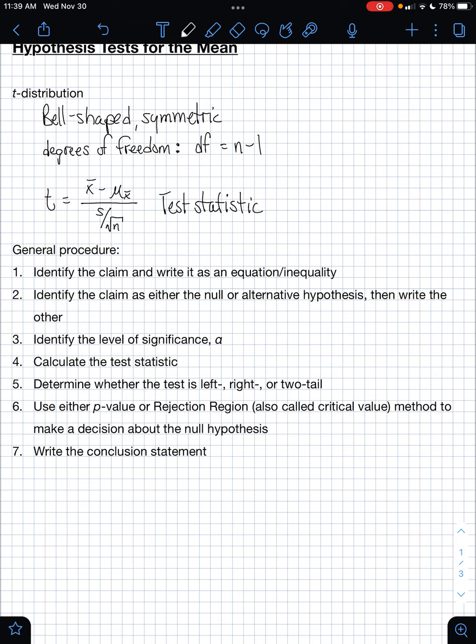From there, we can either use the p-value method or the rejection region method. The rejection region method is also sometimes called the critical value method to make a decision about the null hypothesis. Remember that the test is always done on the null hypothesis, regardless of whether the claim is the null or the alternative. We always test the null hypothesis. And then once we make that decision, we can write the conclusion statement. So we're going to look at an example, and we're going to do both the p-value and the rejection region method on it, but we're going to go through this entire procedure.